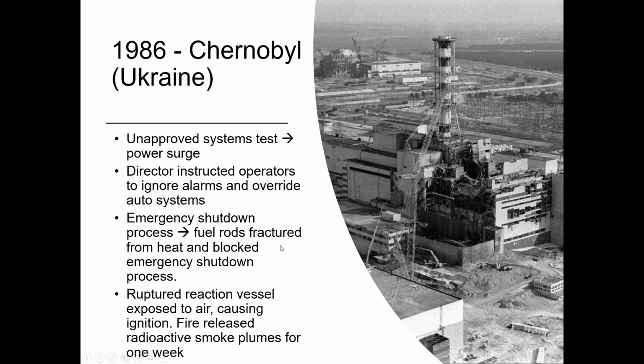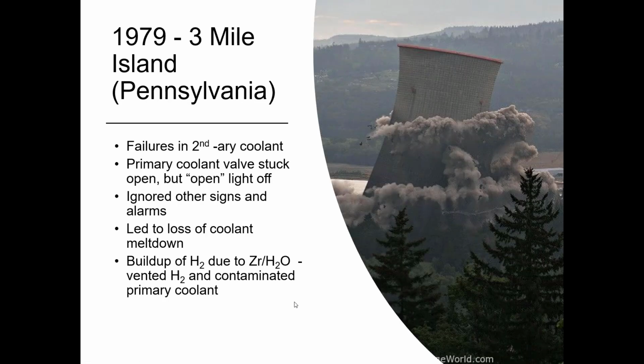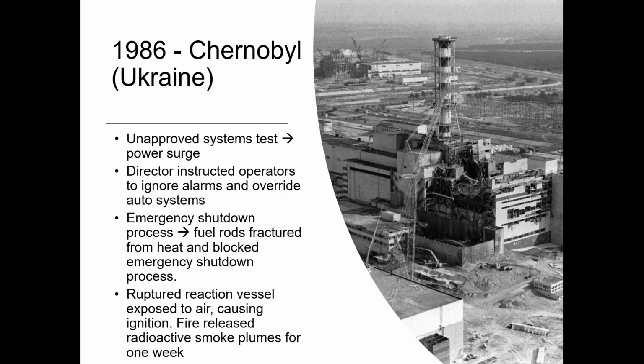The fuel rods fractured from the heat, and they blocked the rest of the emergency shutdown process, and then the fuel rods just heated up and up and up, and then boom. So this was actually a big explosion that happened, right? There was that buildup of hydrogen that the 3 Mile Island folks were trying to avoid, and it made everything erupt, okay? And once that ruptured reaction vessel was exposed to air, it caused even more ignition of the graphite itself.